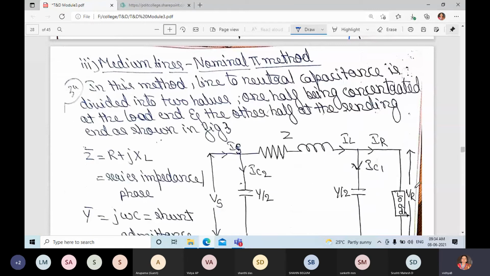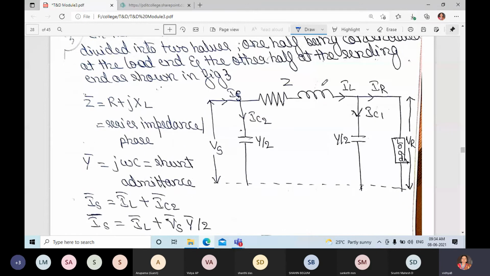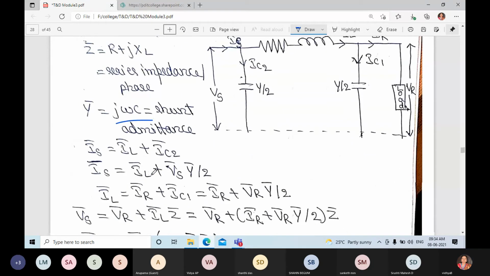Next is the medium lines nominal pi method. In this method, we will consider the capacitance, and it is divided into two halves, one half being concentrated at the load end and another half at the sending end. Z vector is equal to R plus jXL, the series impedance per phase. Y vector is equal to j omega C.